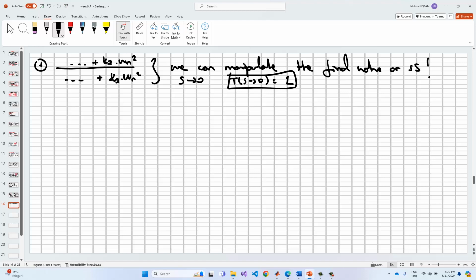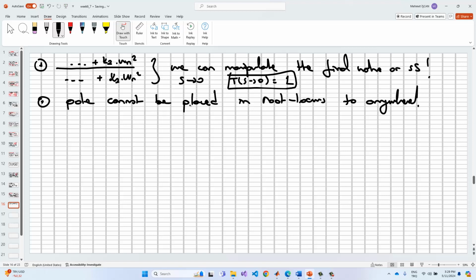And also, we cannot directly update it or place the pole in the root locus. Pole cannot be placed in root locus to anywhere, because we cannot update easily the characteristic equation of these terms. We should reach the whole coefficients of the characteristic equation. Okay? This is the PI results.